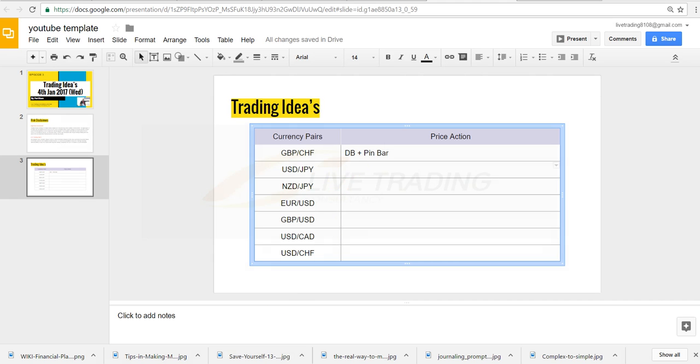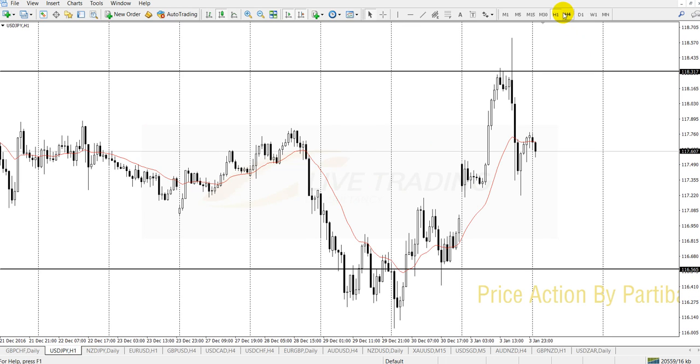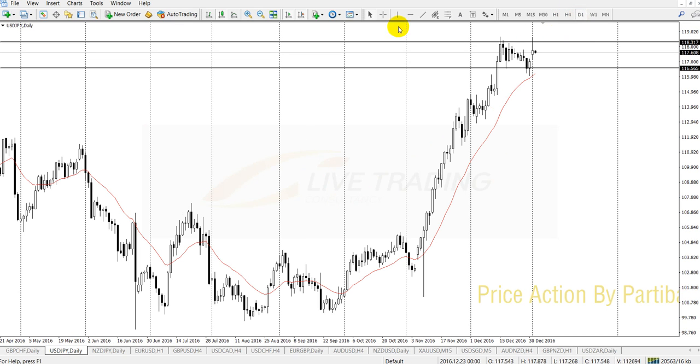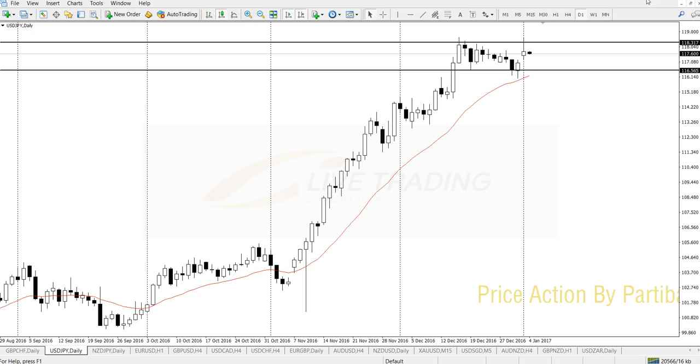USD yen. Okay, what do I see in USD yen on the daily chart? I see I will be selling here and placing my stop loss here. This is a counter trend, where I see the market is forming a double top, but this is not confirmed yet. So those who can observe the trade, you can sell here and place a stop loss here.